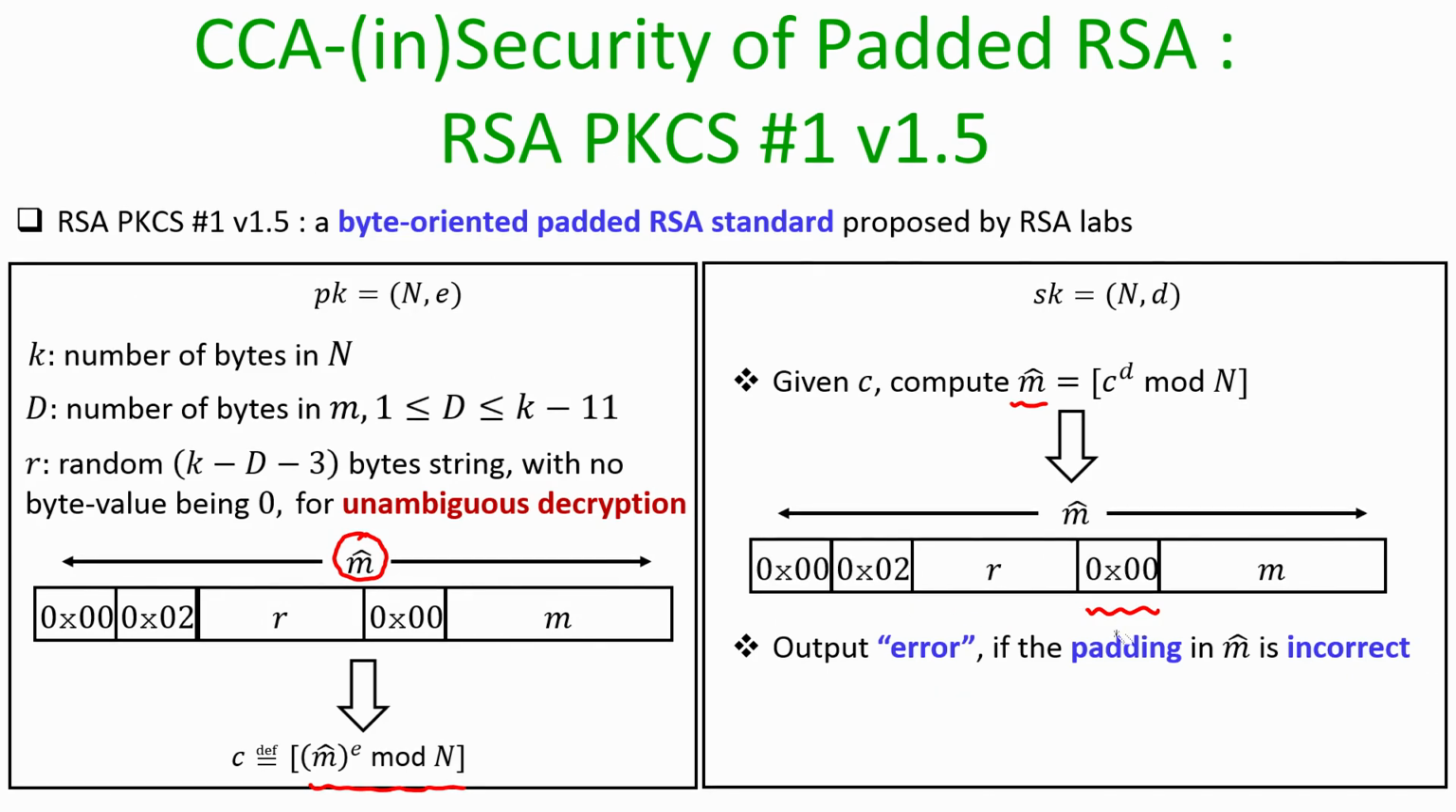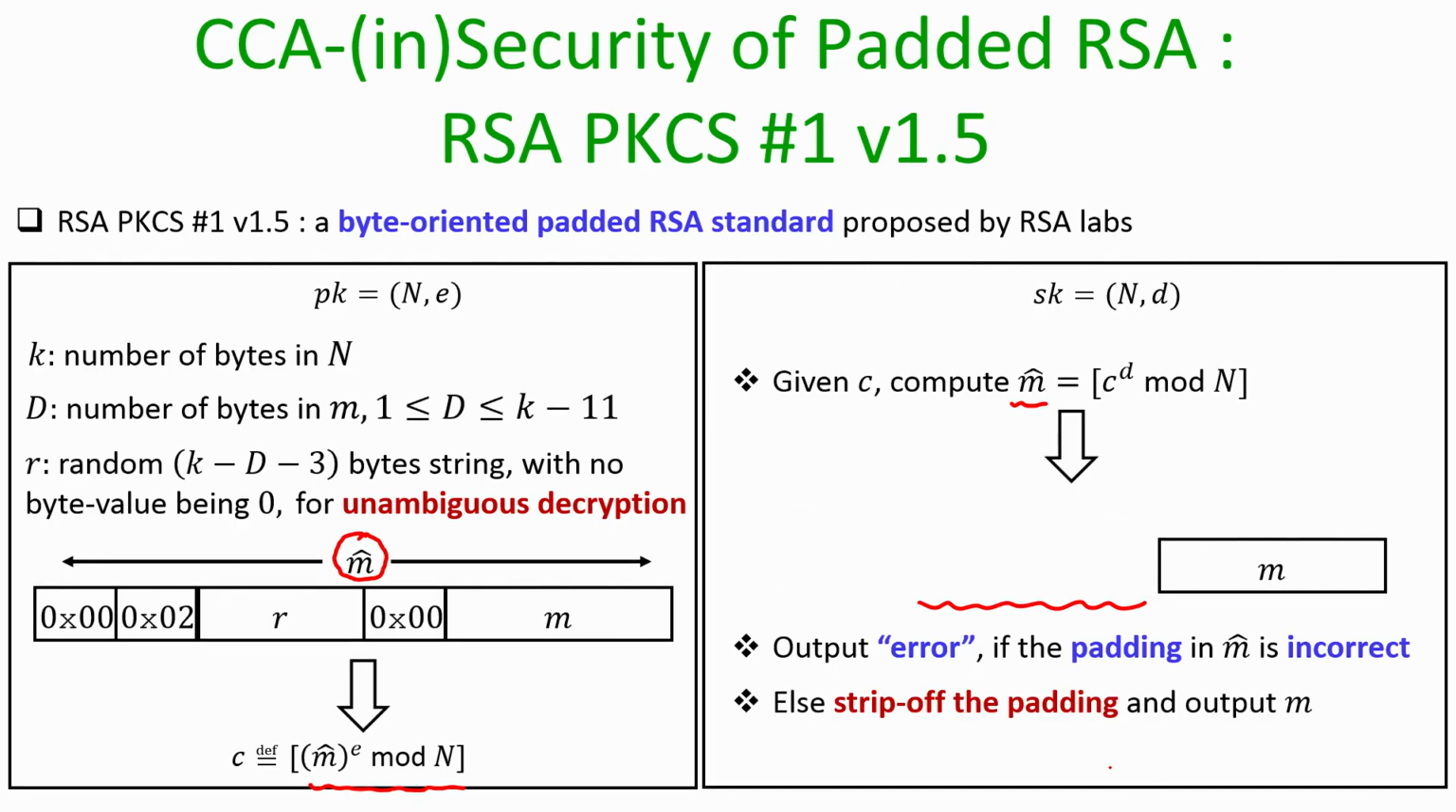If the format in the recovered m hat is not what the receiver expects, namely if the first byte is not 0, the second byte is not 2, or there is a problem in the formatting of the random byte string, then the receiver outputs an error message. Else, it simply strips off the first byte, the second byte, the random byte string and the auxiliary byte string 0, and the remaining thing is treated as the recovered plain text. So, this is how this byte oriented RSA standard operates.